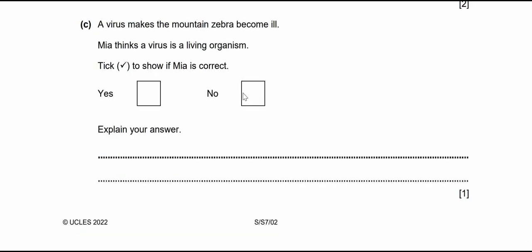Question C says, a virus makes the mountain zebra become ill. Mia thinks a virus is a living organism. Tick to show if Mia is correct, yes or no. Explain your answer. 10 seconds.